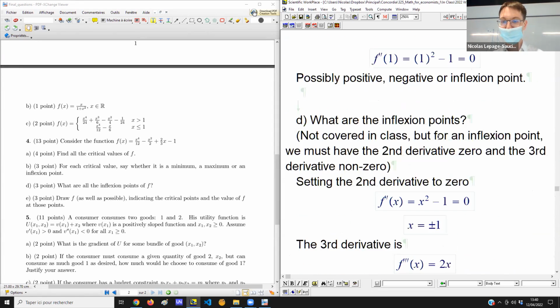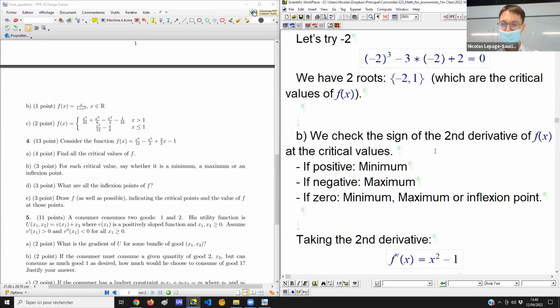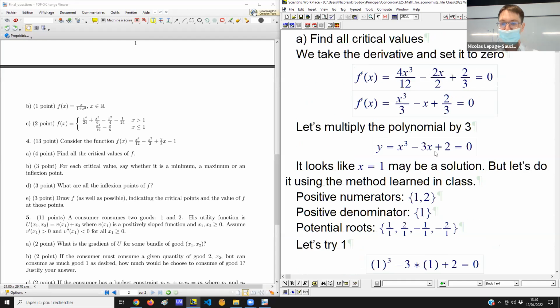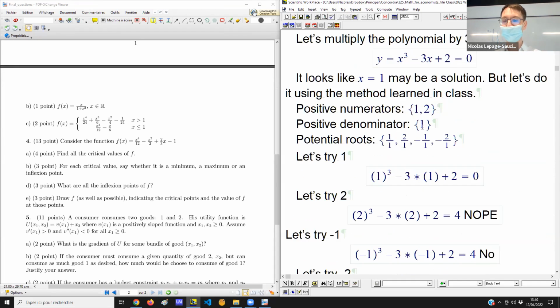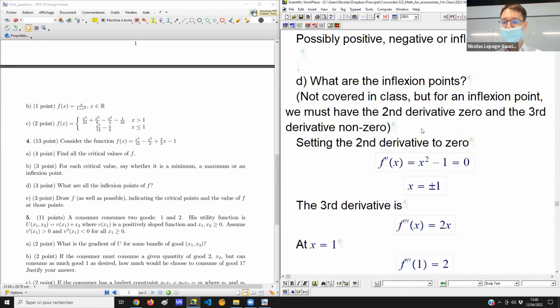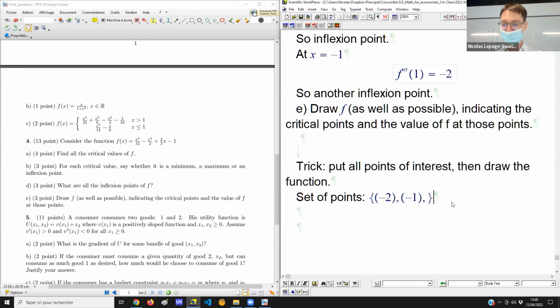What's interesting too is the critical values of f, or rather the roots of f. Is 0 a solution for that? 0 minus 0 plus... no, it doesn't work, because I get -1. Okay, so let's forget about x at 0. So let's just take 1 and 2.